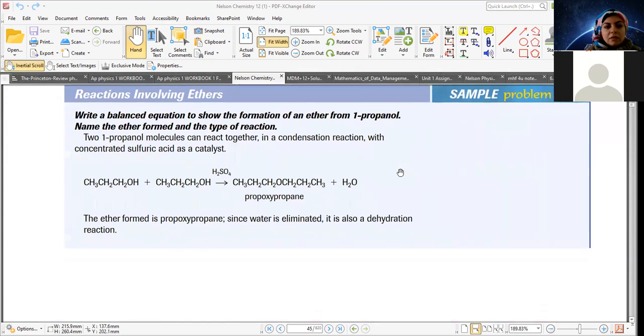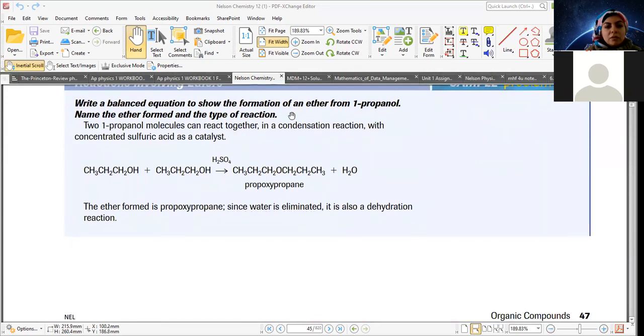Write a balanced equation showing the formation of an ether from 1-propanol. Okay, you have 1-propanol and another 1-propanol. Of course, the H from one and OH from the other get out, form H2O, and I'm just going to attach these 2. As you see, you have that here. It's going to be propoxypropane.